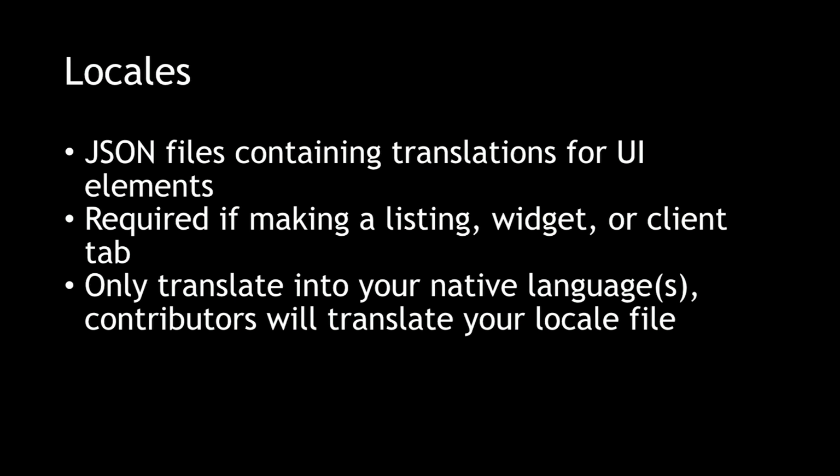Locales, or localization files, are JSON files that contain the variable translation strings used for your module throughout its UI elements. They are required if your module contains UI items such as a listing, widget, or client tab. Only translate the strings into your native language. Contributors will translate your strings into their own languages.